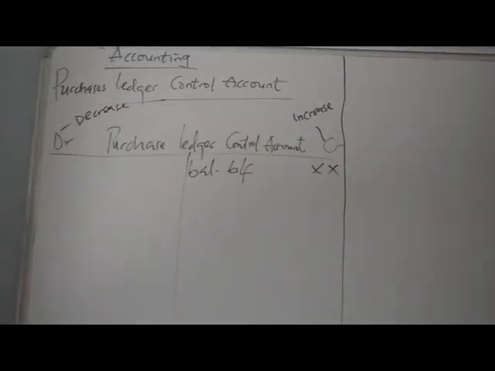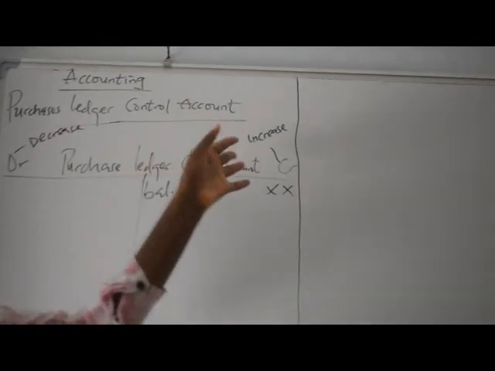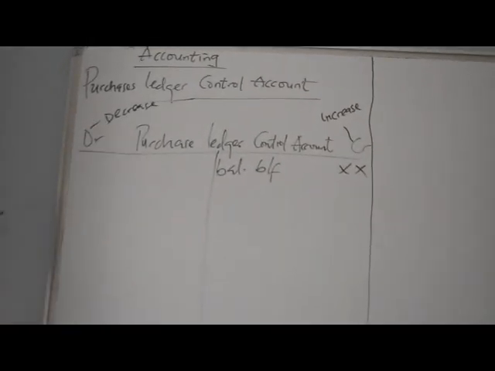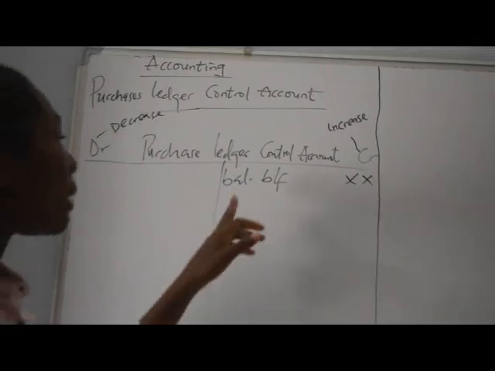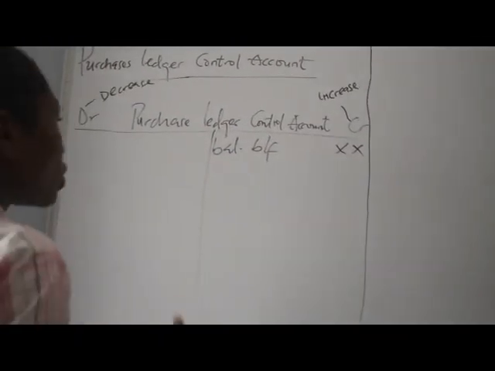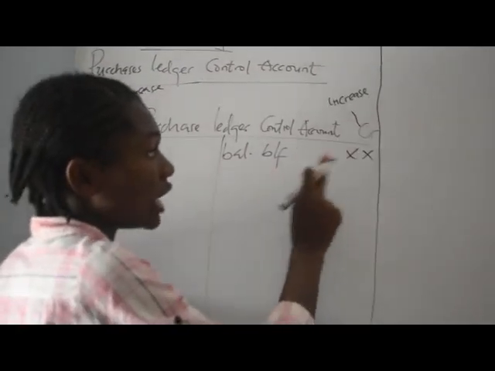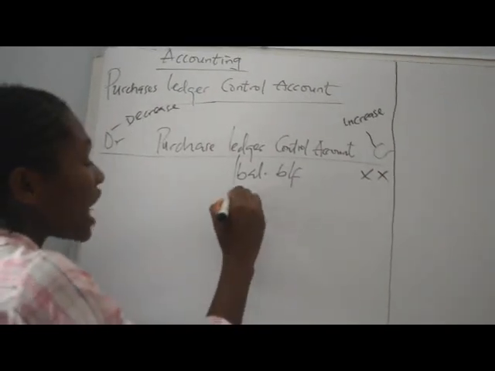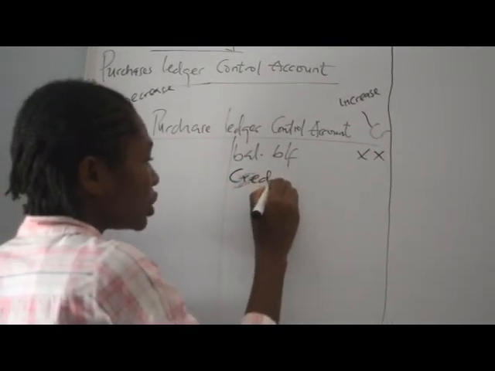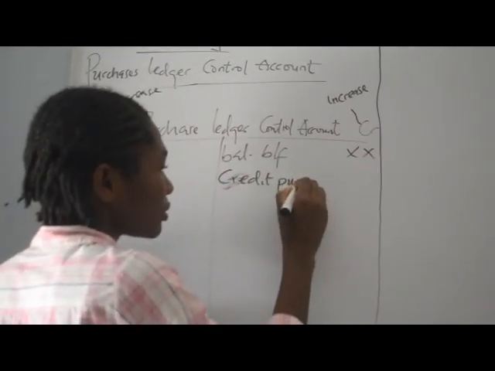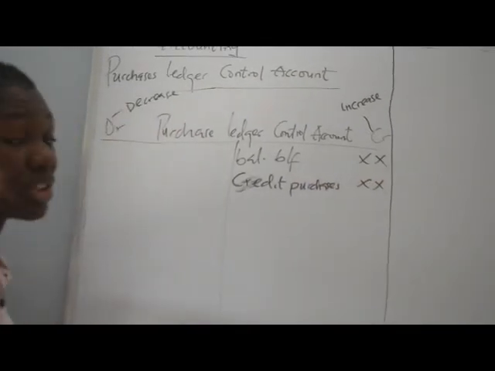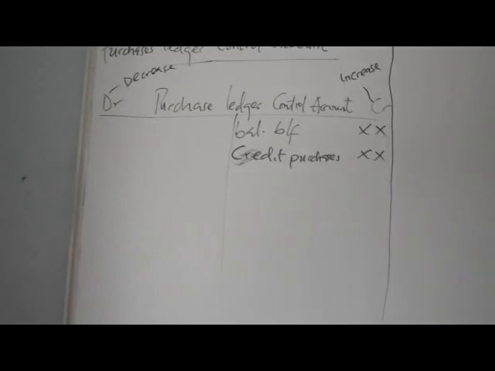Okay, so it's just a reverse of your sales ledger. Here we are crediting increase, debiting decrease. In our sales ledger, we were debiting increase and crediting decrease. Okay, now our balance brought forward, like I said, the balance from the previous month we are owing to our creditors, so it will be increasing our balances, right? So we are crediting that. Now we have our total credit purchases for the month. Okay, that will also be increasing the amount we are owing to our suppliers, so we'll be crediting that as well.